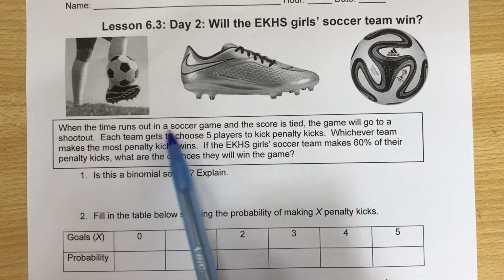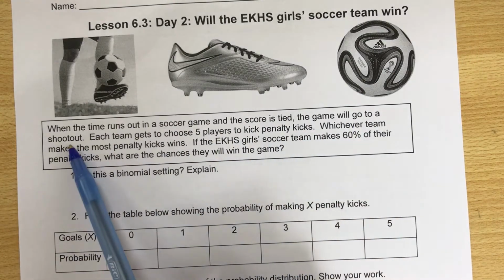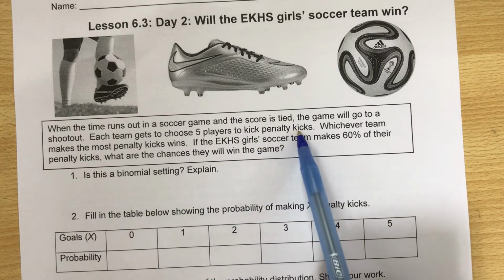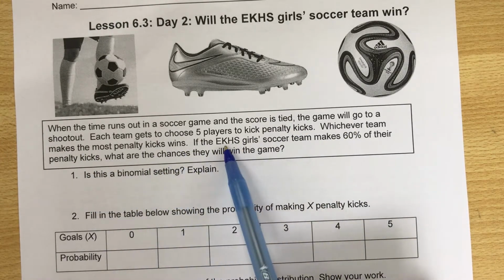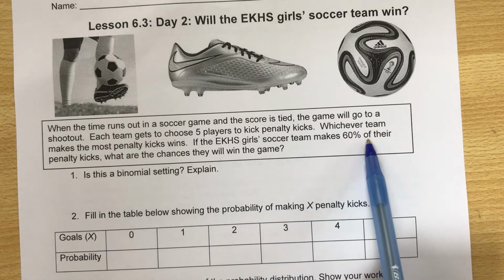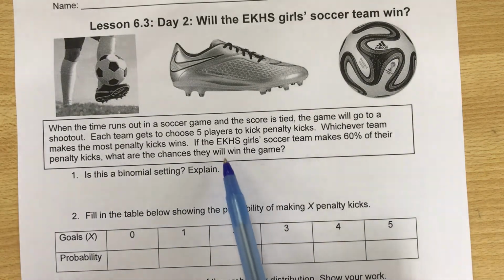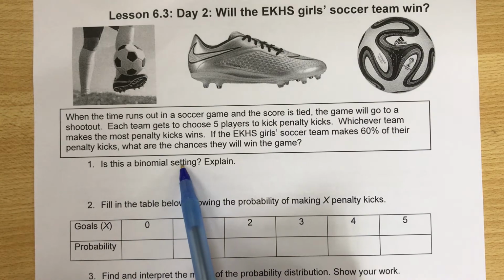Okay, so here's the situation. When the time runs out in a soccer game and the score is tied, the game will go to a shootout. Each team gets to choose 5 players to kick penalty kicks. Whichever team makes the most penalty kicks wins. If the EKHS high school girls soccer team makes 60% of their penalty kicks, what are the chances they will win the game?